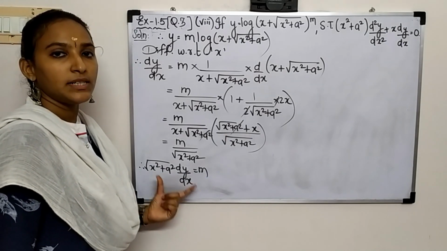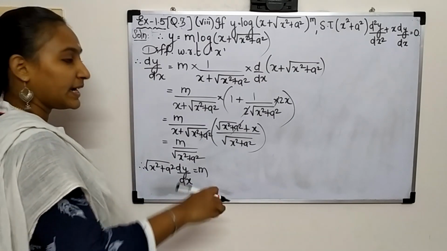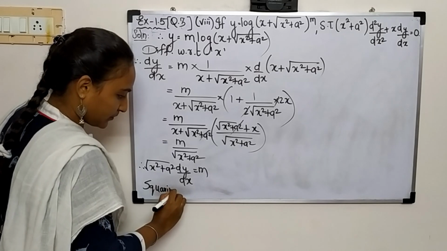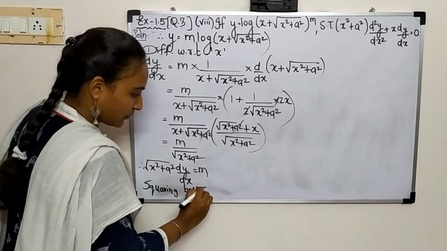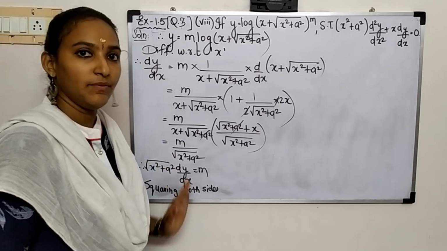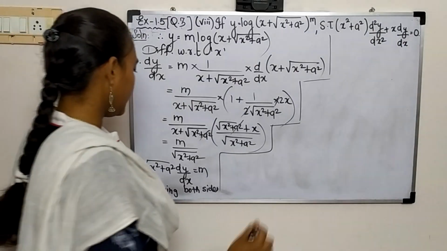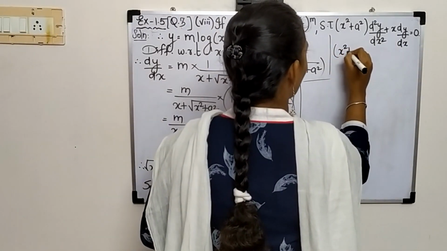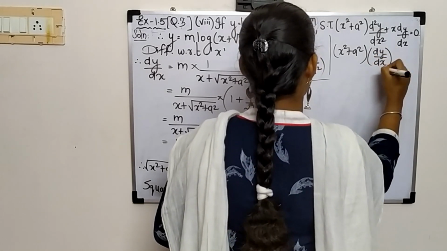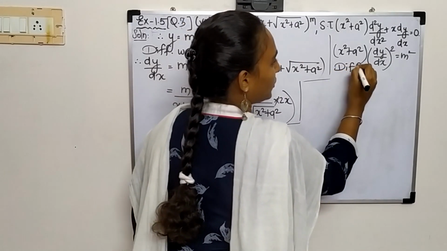From this step onwards, we are going to follow the similar pattern, that is squaring on both sides and differentiating. Squaring both sides. Now start differentiating this again with respect to x. First of all, square both sides. So this is x square plus a square dy by dx the whole square is equal to m square. Now differentiate with respect to x.